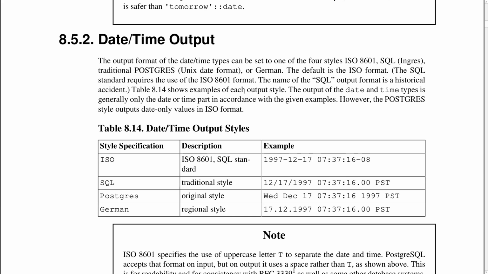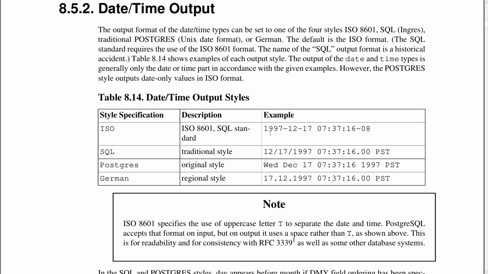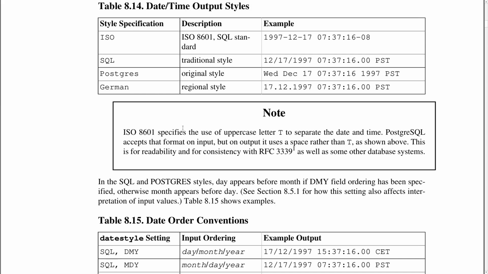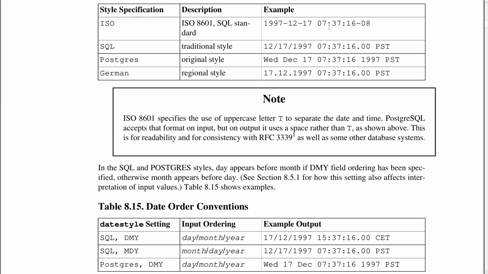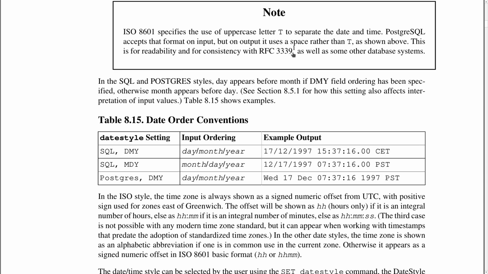Now we look at date time output. These are the formats of date time output, and we are interested only in ISO 8601 because that's what most programming languages support. You can write your own processing for other types, so we don't worry about that. ISO 8601 specifies the use of uppercase letter T to separate date and time. PostgreSQL accepts that format on input, but on output it uses a space rather than T as shown above. So in output there is no T, but in input there should be a T. This is for readability and for consistency with RFC 3339 as well as some other database systems.